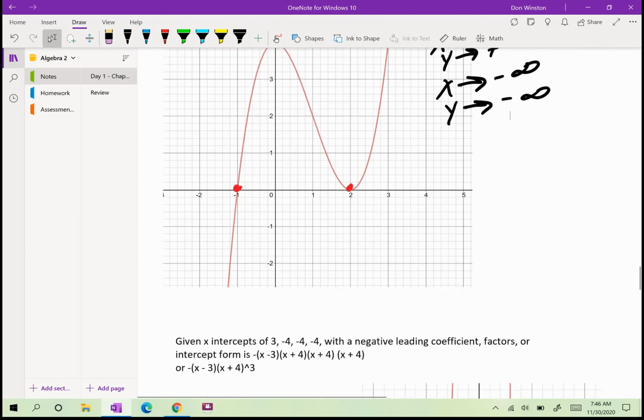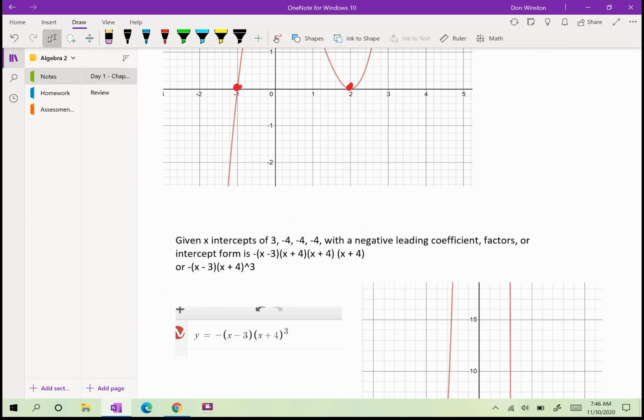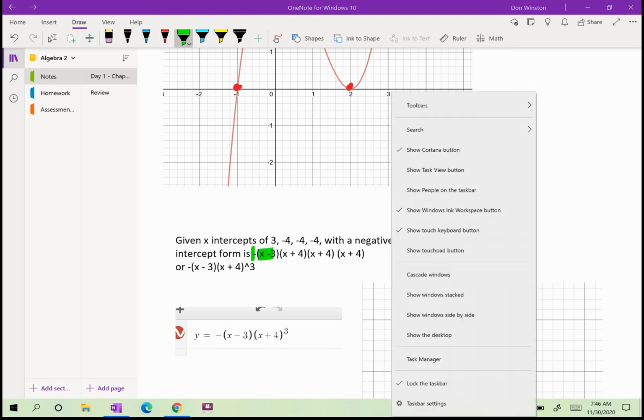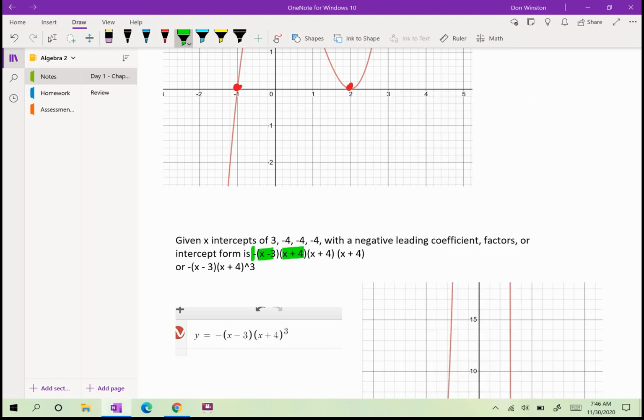Okay, let's look at another one. Given x-intercepts of 3, -4, -4, -4 with negative leading coefficient, the intercept form would be, because I have a negative leading coefficient, so that would be negative. My zero is 3, so x minus 3. My zero is -4, so my factor would be x plus 4, and then x plus 4 again, and then x plus 4. Or negative x minus 3 times x plus 4 raised to the third.